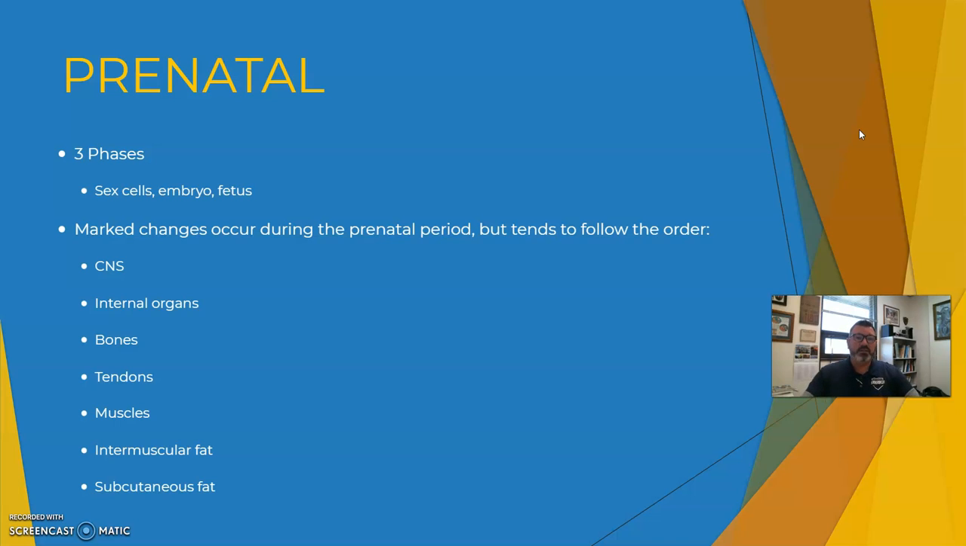In the prenatal sense, we're going to talk about 3 phases: the sex cell phase, the embryo phase, and the fetal phase. But there are marked changes. There's a lot of different things going on during that prenatal period, but it tends to follow the order that's listed here. The central nervous system, or the CNS, is really what develops first. Then you start to see internal organs and bone structure begin to form. And then moving down all the way through, the last couple things that form: once we have muscle developed, we start to get some intramuscular fat or intermuscular fat.